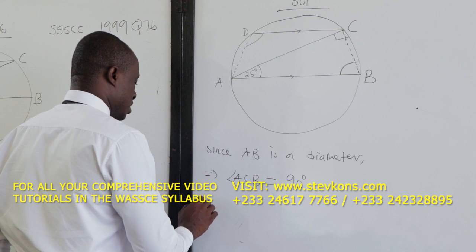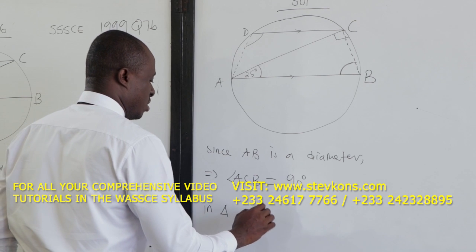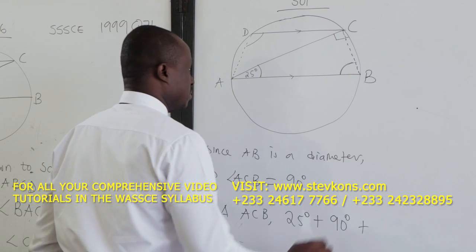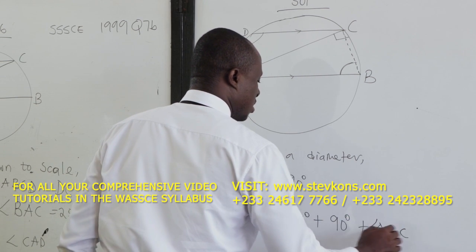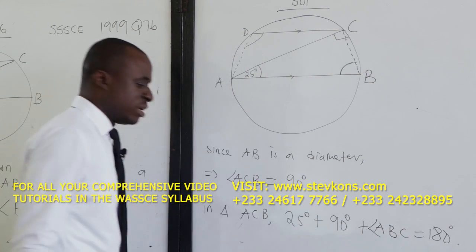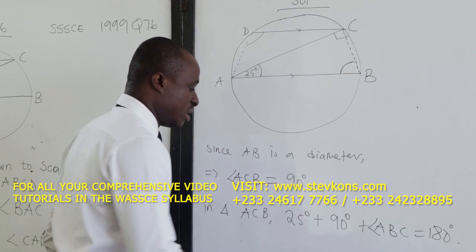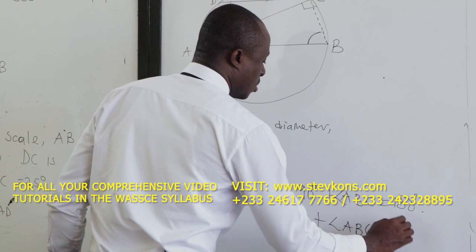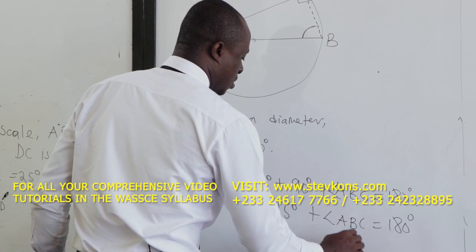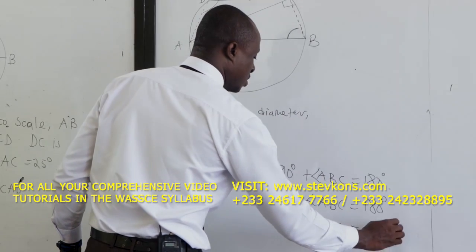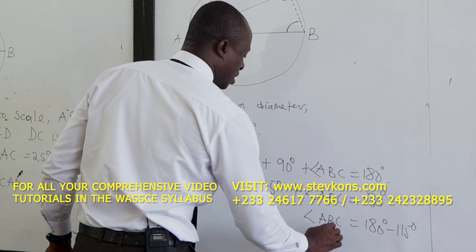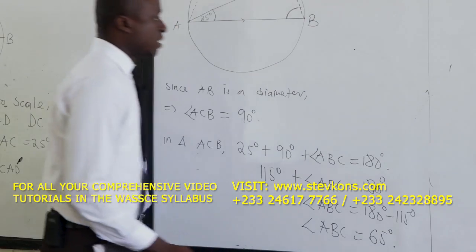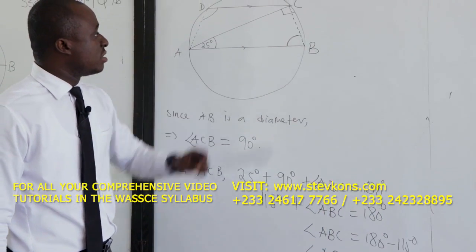So in triangle ACB, what can we say? 25 degrees plus 90 degrees plus angle ABC equal to 180 degrees. Now 25 degrees plus 90 degrees is giving us 115 degrees plus ABC equal to 180 degrees. So ABC, that is 180 minus 115, and this is giving us 65 degrees. So the angle here is 65 degrees.